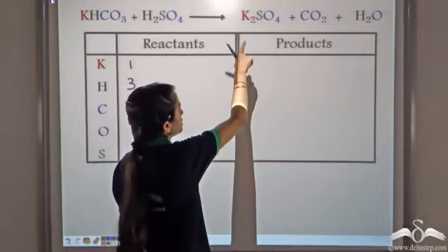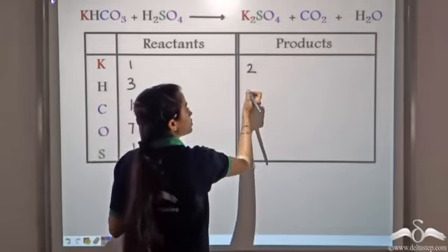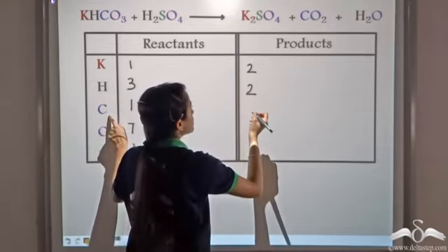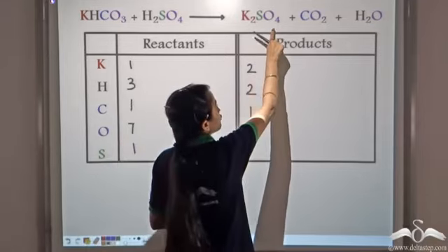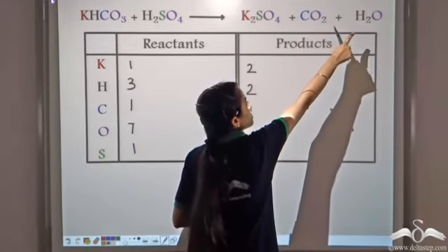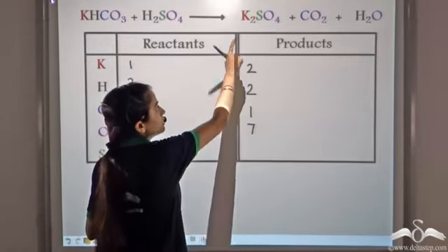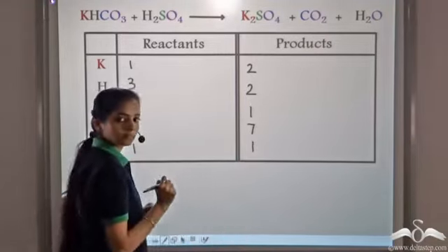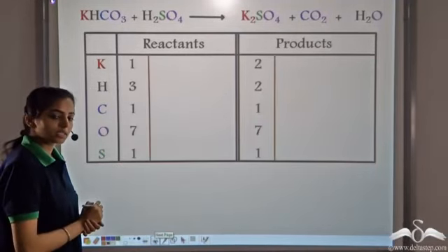Similarly on the product side, we have 2 potassium, 2 hydrogen, 1 carbon, oxygen we have 4 plus 2, 6, plus 1, 7, and sulfur we have 1 atom. So these are the different number of atoms present on the reactant and the product side.